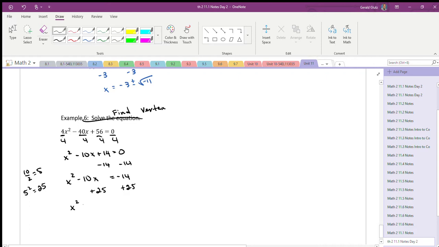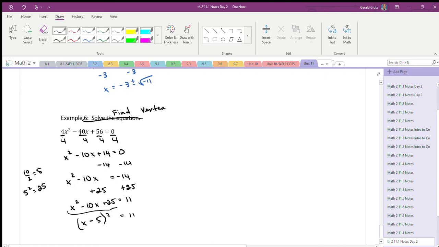So x squared minus 10x plus 25 will be on the left now. Negative 14 plus 25 is 11. So on the left we should have a perfect square. Half of 10 is 5. Square root of 25 is 5. This sign's minus, so I'm going to have minus in here. So x minus 5 squared equals 11.